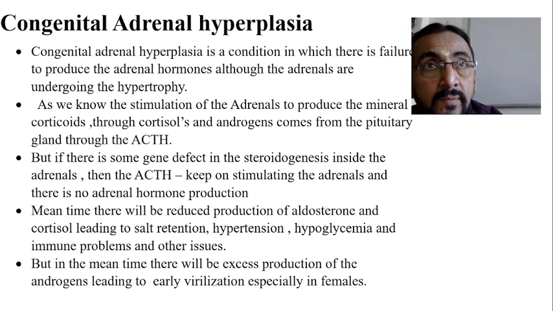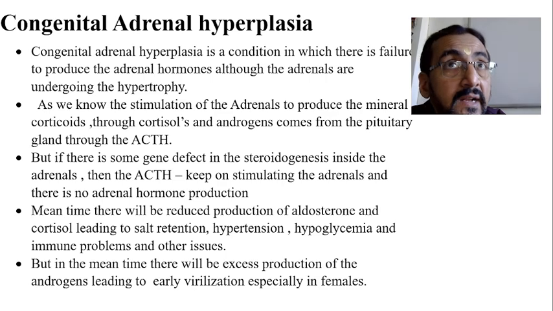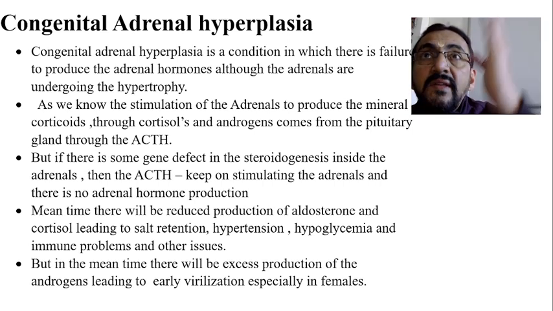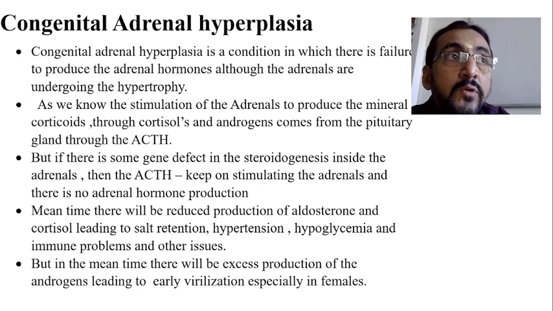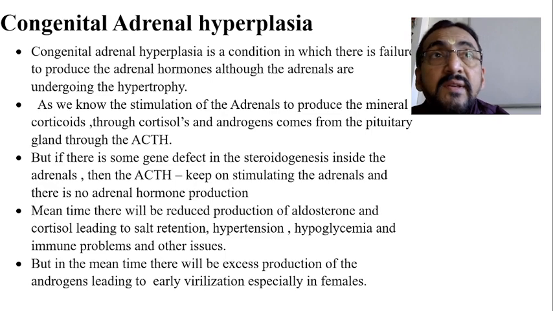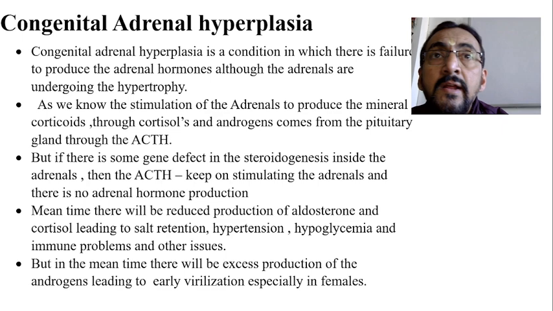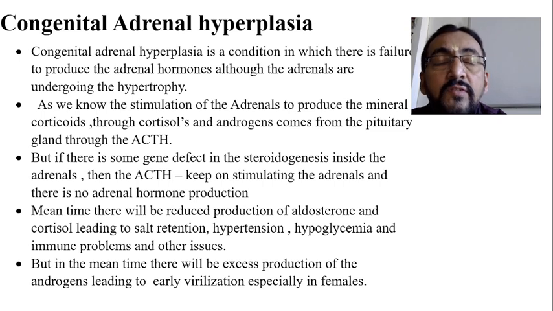Now, as we know, the stimulation of the adrenal gland to produce all these hormones, like mineralocorticoids, cortisol, and androgen, the basic central stimulation is coming from the pituitary gland through the adrenocorticotropic hormone, isn't it? So that is the basic information, just like thyroid stimulating hormone for the thyroid gland, similarly FSH for the ovary, etc. And similarly for the adrenal gland, it is the adrenocorticotropic hormone.